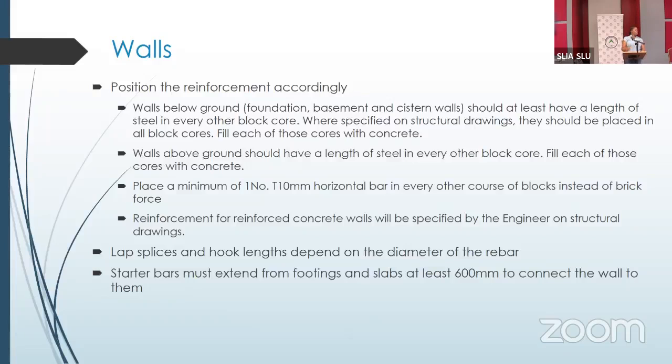Anything above ground, we can start placing it at every 400, every 600, which would be like every other block core, every 3rd block core. But those cores with the reinforcement must also be filled with concrete. For the horizontal reinforcement in our walls, we must have at least 1 T10. I know the contractors prefer to use brick force because it is flatter, it is less cumbersome trying to place it between your rows of blocks.